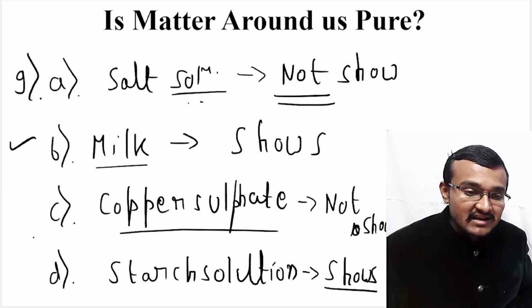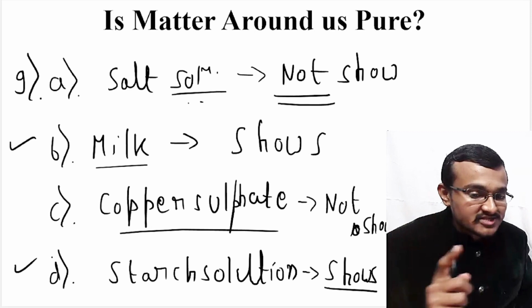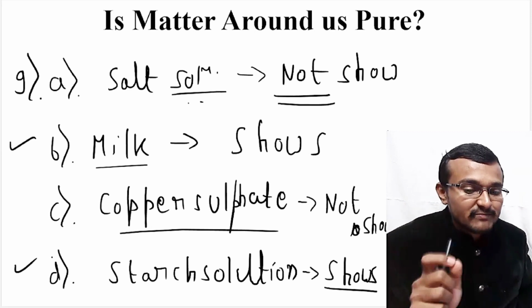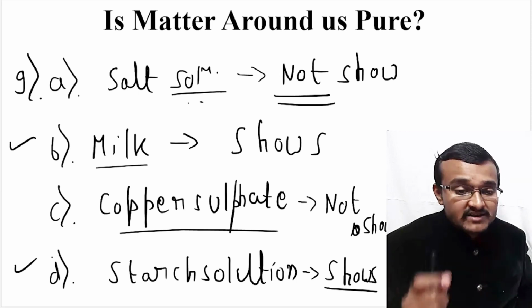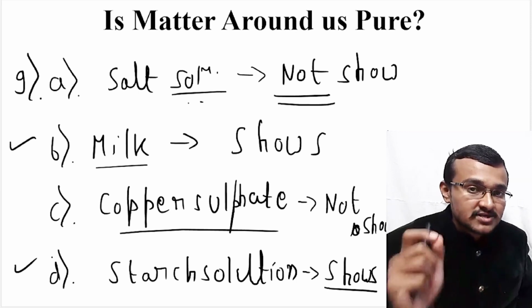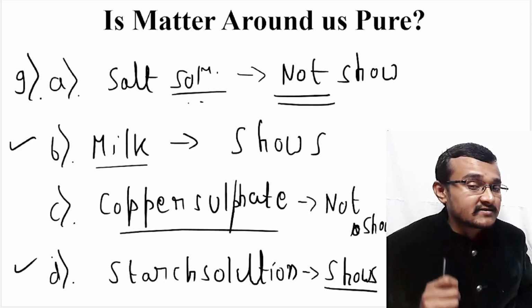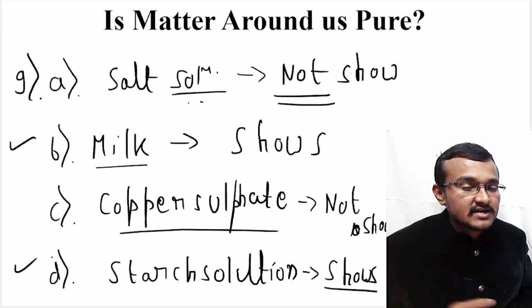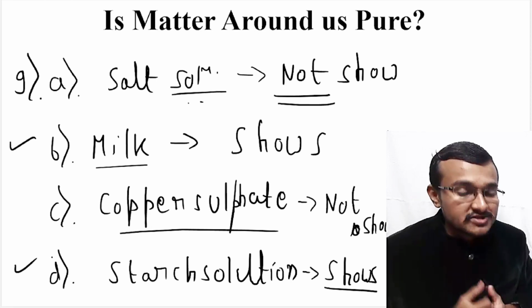So here milk and starch solution actually show Tyndall effect, but salt solution and copper sulfate will not show Tyndall effect. So here only milk and starch solution are answers for this particular 9th question, where milk and starch solution show Tyndall effect. Because here milk and starch solution are forming heterogeneous mixtures. Also they are examples for colloids. So colloids show Tyndall effect. Hence milk and starch solution show Tyndall effect.